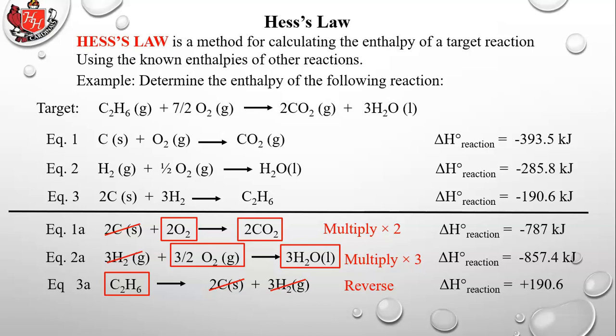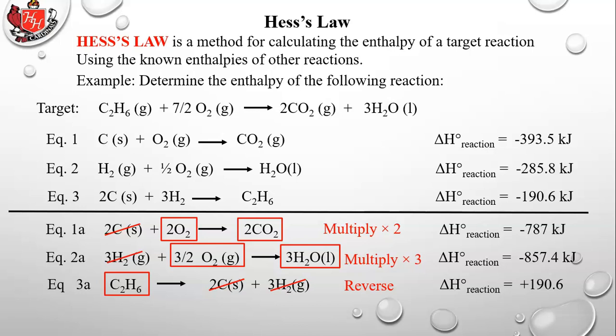So now everything that's not in the target equation is canceled out. Everything that is up there is in the final target equation. Okay, so we've matched up everything. Now what we do is we add up those enthalpies over there on the right, and that will give us the enthalpy of our target reaction.